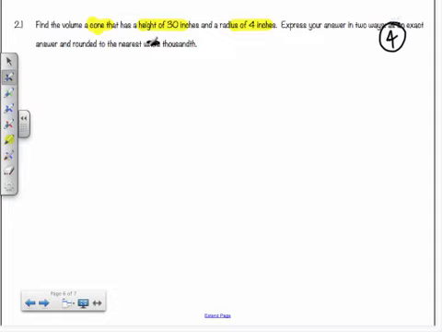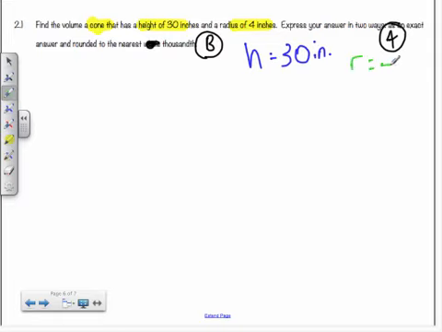Okay, all right, so please write down the information that's given to you. You know that the height is 30 inches, and then you also know that the radius is 4 inches. Okay, so let me just write this down again, that this is an A and not a 4, because I know it looks like a 4. All right, so write down the right formula, see if you get it right.